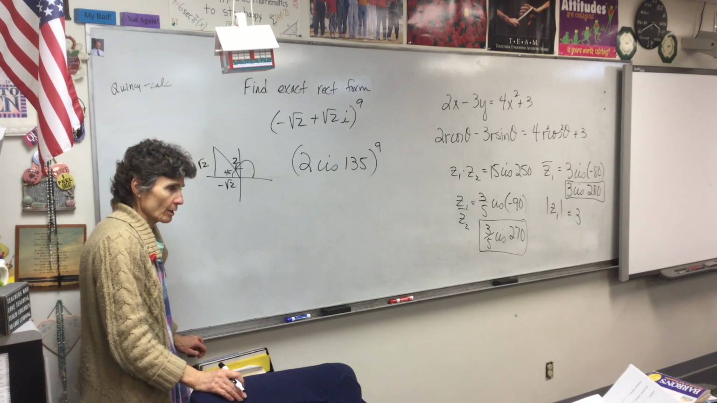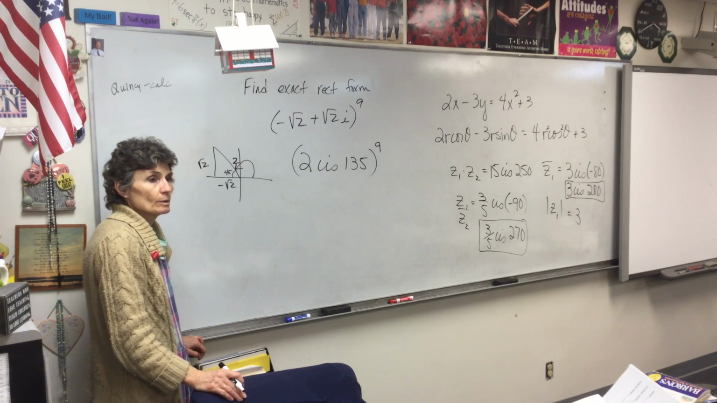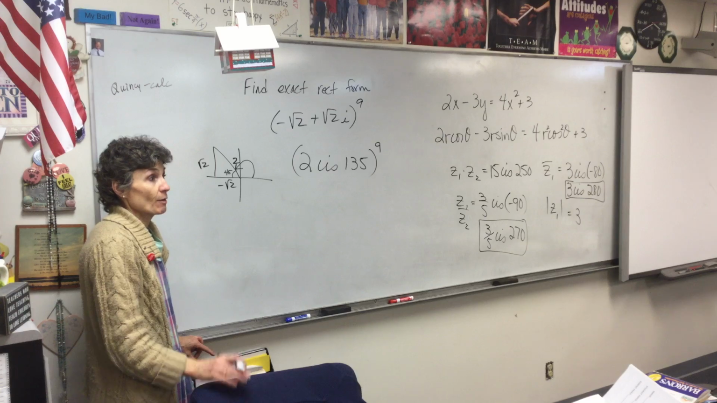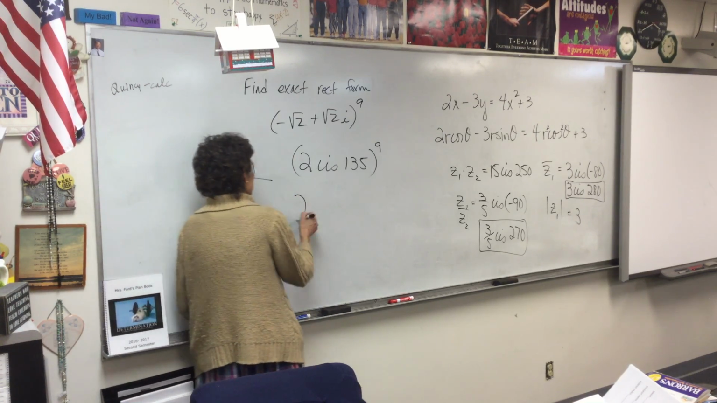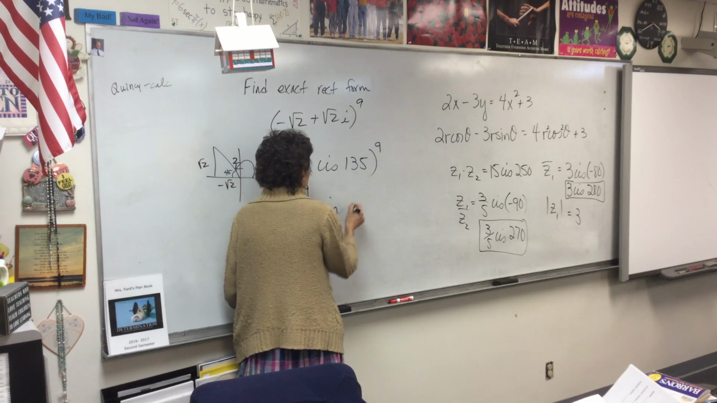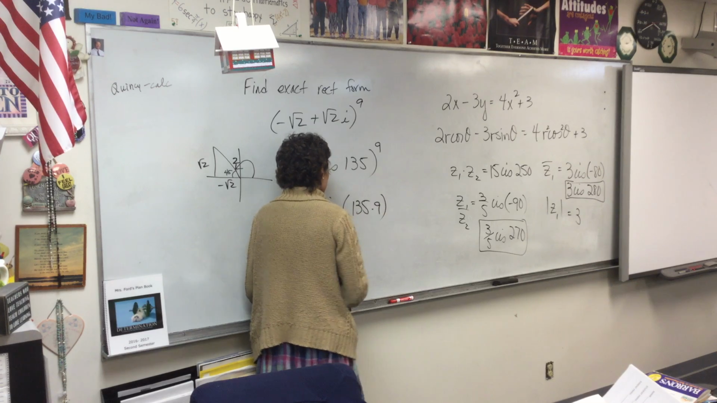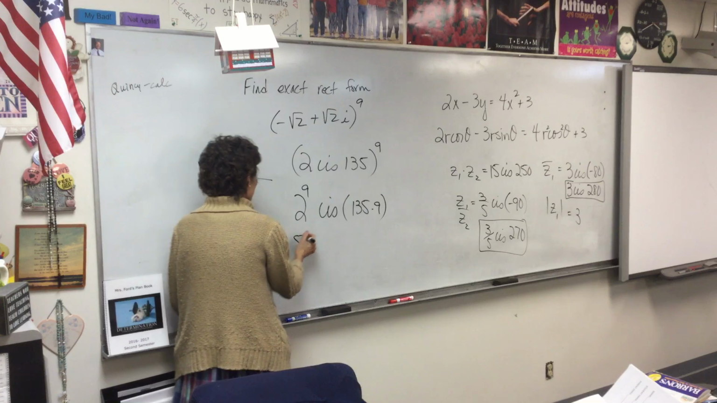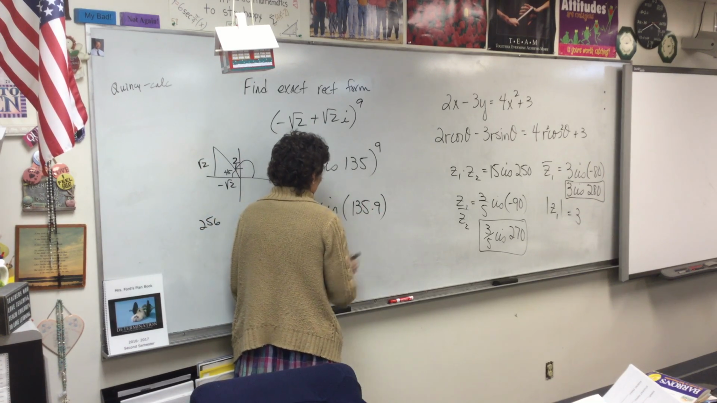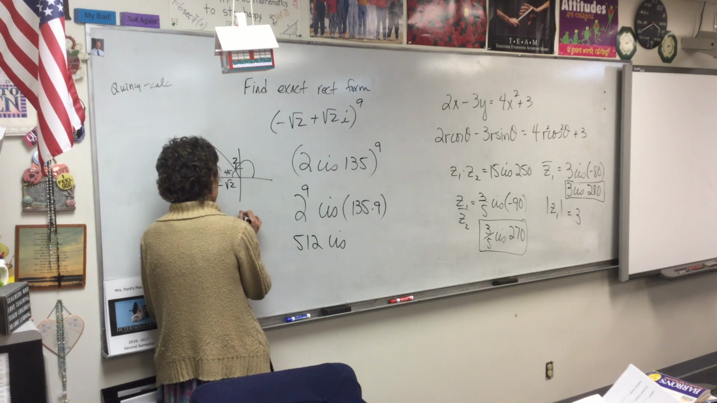Okay, so how does that work? How do we raise to the 9th power? So we put 2 and then root 9. No, 2 to the 9th. Yeah. So we take 2 to the 9th, and then we take 135 times 9. All right, so 2 to the 9th, 512. And 135 times 9 is going to be a big number. 1215.